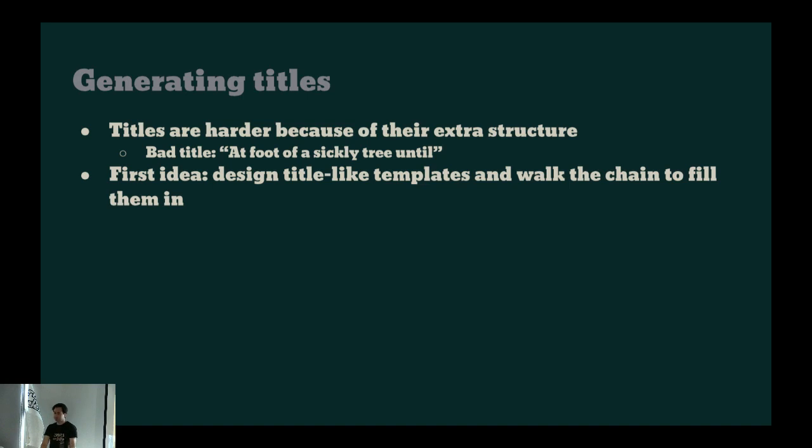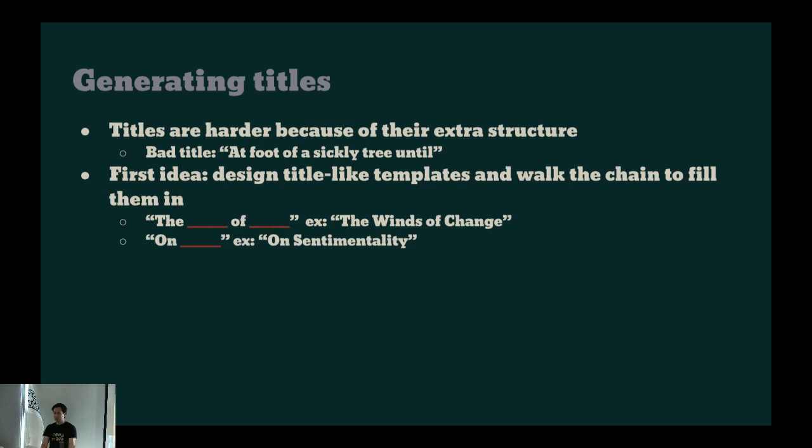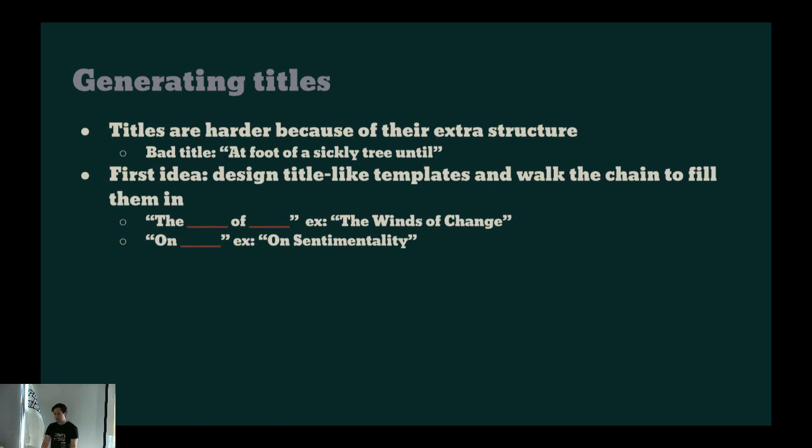By a title-like template, I mean things like "the blank of blank," as in "the winds of change," or "on blank," like "on sentimentality." These are templates that I felt would make pretty good titles. So it sort of worked. I wrote some rules to match the prefixes in the chain to my templates, and then walk through them. And it generated pretty good titles. But there's actually a bug in the code, and I noticed that it was generating a lot of titles that were not of that form, that were slipping through, but they were really good titles anyway.